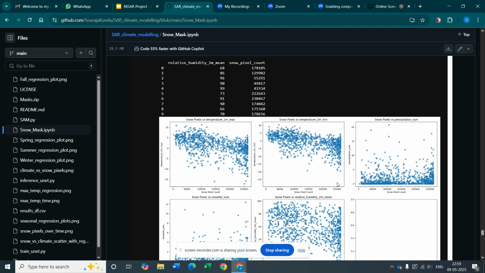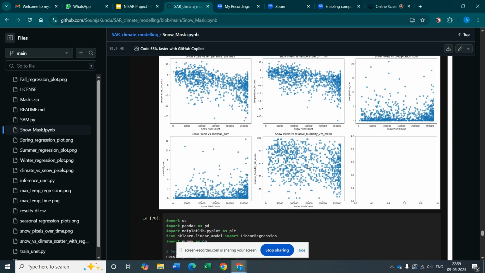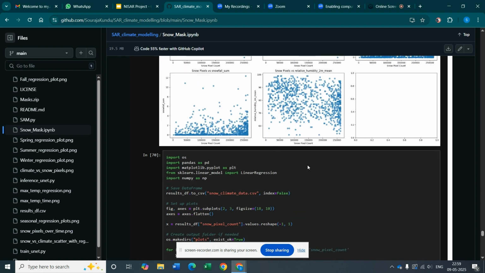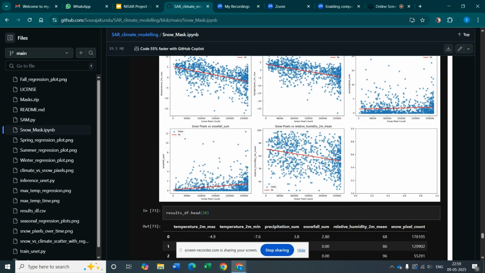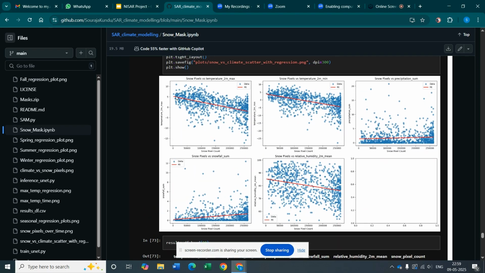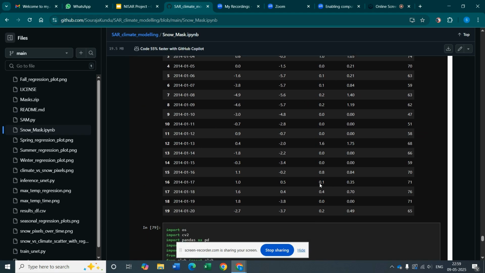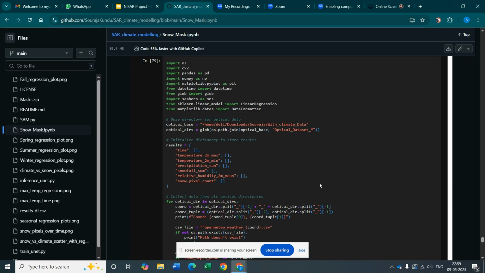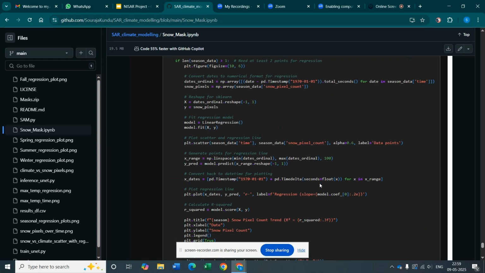So I plotted the snow pixel count versus all these climate parameters and observed a very strong linear correlation between these parameters. So I ran a linear regression model as was taught in the class. And after that, I see some very intuitive results: with temperature increment, the snow pixel count decreases. As precipitation or snowfall increases, the snow pixel count increases. As humidity increases, snow pixel count decreases. So these are very intuitive results which I can also visualize from the data.